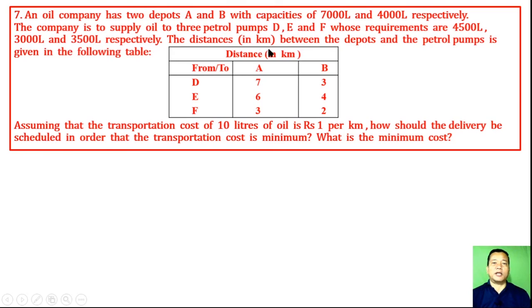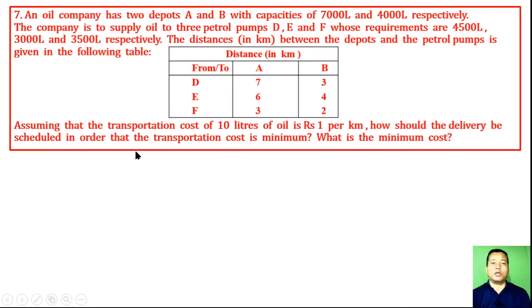The distance in kilometers between the depots and the petrol pumps is given in the following table. Assuming that the transportation cost of 10 liters of oil is rupees 1 per kilometer, how should the delivery be scheduled in order that the transportation cost is minimum?